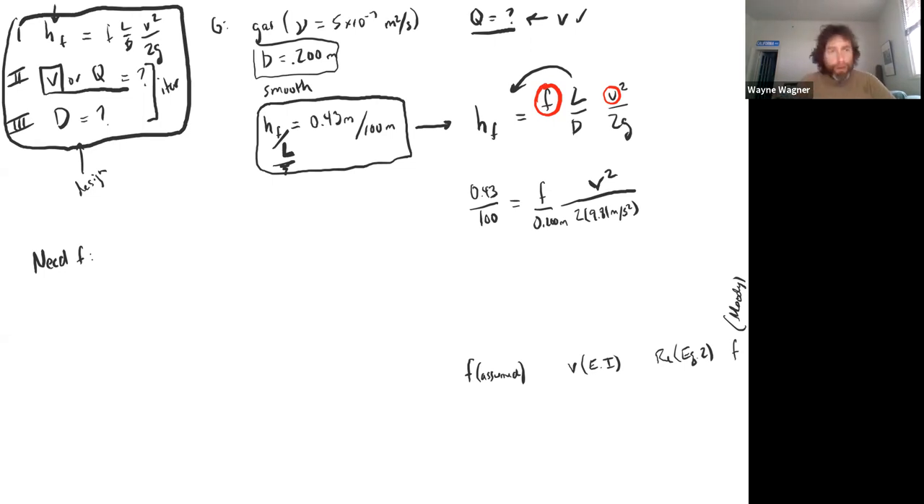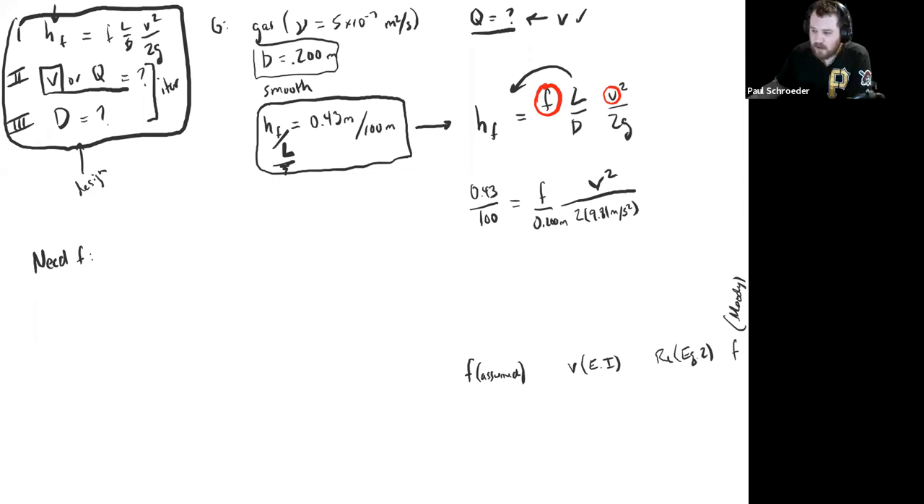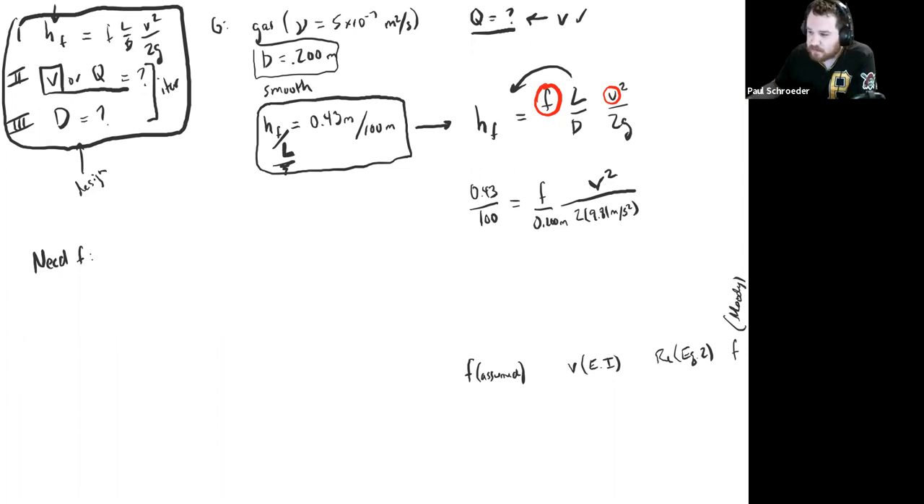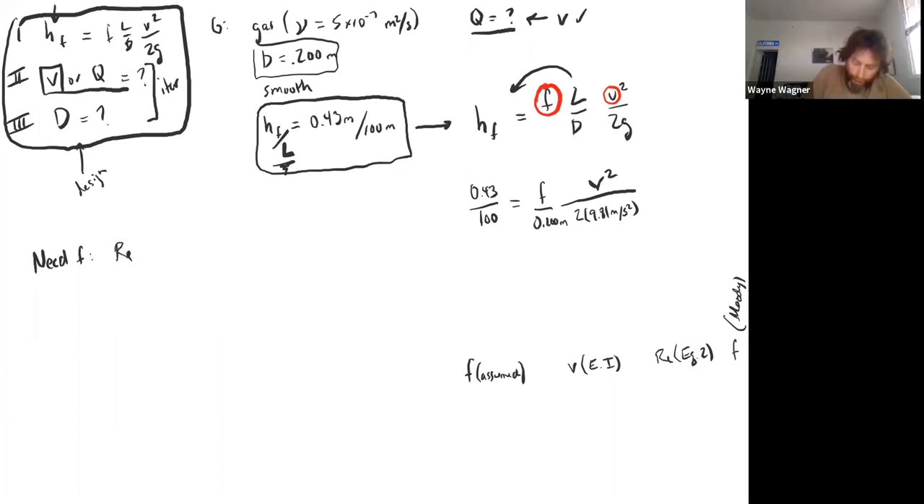Okay, you have the Moody in front of you? Yeah, I've got it. Okay, so let's try to use Moody because this will explain why we need to iterate. So we need the x-axis and we need the y-axis. Do you have the x-axis? No, because we don't know velocity. Right. So it's a Reynolds number, and it equals VD on nu.